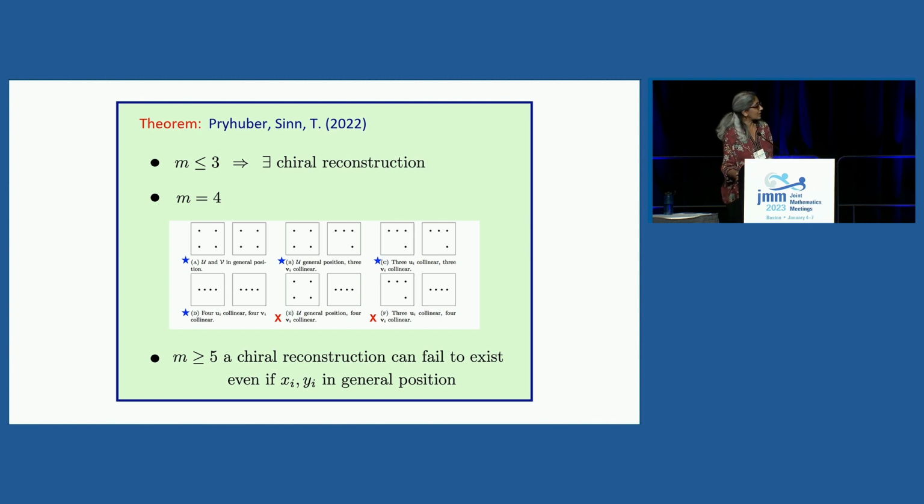The most interesting and complicated case is actually m equal 4. So for m equal 4, there are 6 combinatorial types in which the points can appear. So for example, the first picture has the 2 sets of 4 points in general position. The second picture has one side in general position. The other side has 3 points in a line, and so on. So there are 6 combinatorial types. And among these, all the ones with blue stars will have a chiral reconstruction, and the ones with the crosses do not. Okay? So this work requires quite a bit of technical tools.